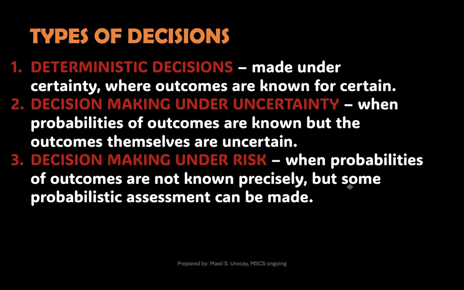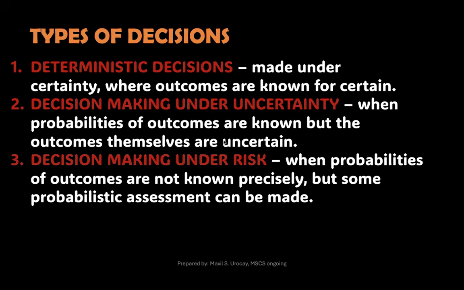The decision maker has perfect information already about the alternatives, the states of nature, and their outcomes. There is no ambiguity at all regarding the consequences of each choice. So everything is clearly there.